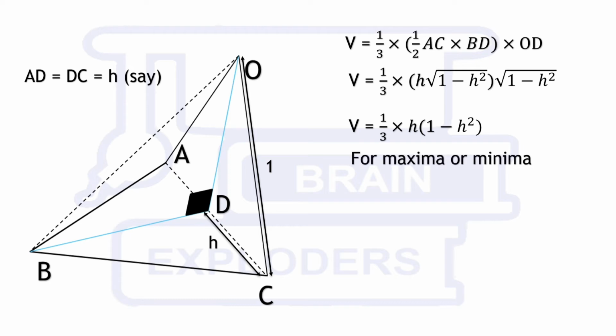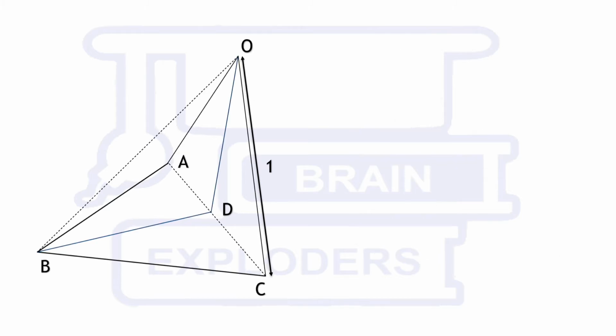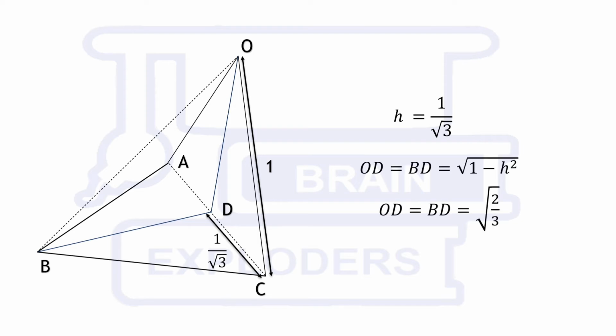Now for maxima or minima of any function, we have to differentiate it and equate it equal to 0. So here also dV by dH equal to 0, which gives us two values of H, but we are not interested in sign convention, so we will take the positive value only. Its negative value will give us the minimum and its positive value is giving us the maximum of this function, that is maximum volume. So put H is equal to 1 over root 3 and we get OD is equal to BD is equal to root 2 by 3.